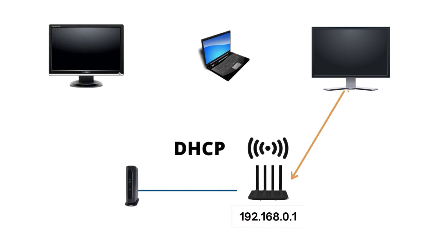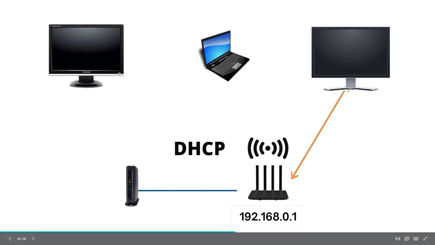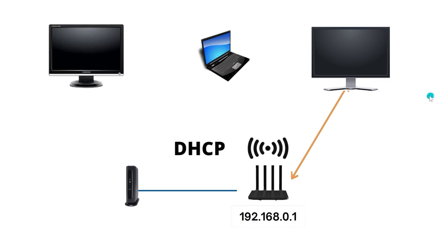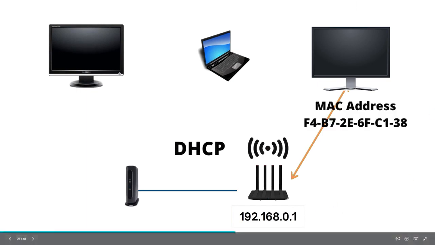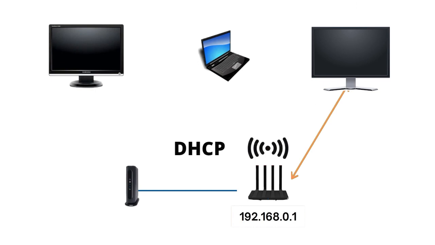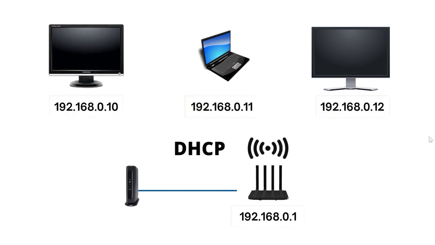And then the DHCP server says, "Okay, I have some IP addresses. Do you have a MAC address?" And the computer said, "Yes, I have a MAC address. This is my MAC address." The DHCP server then stores that MAC address in a database and gives the new computer its own IP address. The same process unfolds in the same way for all other devices on your home network.